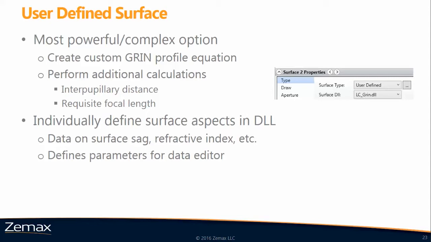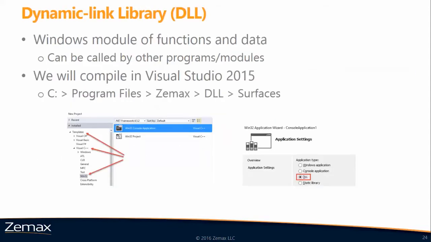User-defined surfaces are coded in a separate platform to contain all the information on the surface, from the sag and refractive index parameters of the lens to the code for tracing rays. This information, along with input data and the parameters for the lens data editor, are compiled in a separate DLL file type which can be called within OpticStudio. A dynamic link library, a DLL, is the Windows method of interfacing functions and data with other applications. This example will cover how to compile a DLL file in Visual Studio to be used with OpticStudio.